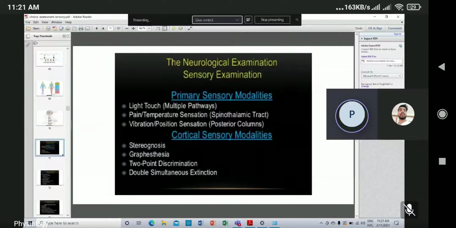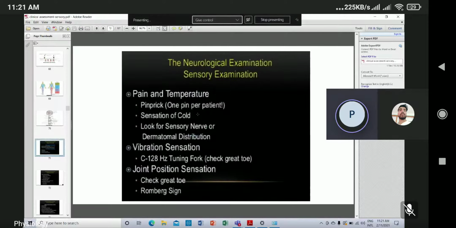Primary sensory modalities are fine touch, pain, temperature, vibration, and position sense. Cortical sensory modalities are stereognosis, two-point discrimination, double simultaneous extinction, and graphesthesia. In the neurological sensory examination, we test pain and temperature. We pin prick, one pin per patient. Sensation of the cold is tested with a thermoesthesiometer. Then we look for sensory nerve or dermatomal distribution.